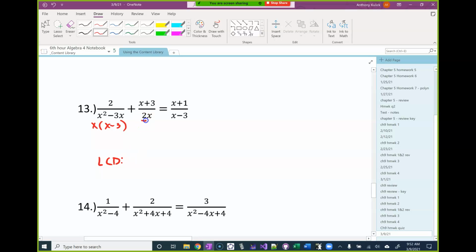Everybody okay with that? Now, if I look at each of these individual fractions, the most times any of those factors occur inside an individual fraction is once. So my least common denominator is 2 to the first, x to the first, x minus 3 to the first, because inside of a single fraction, none of those occur more than once. Is everybody okay with that?